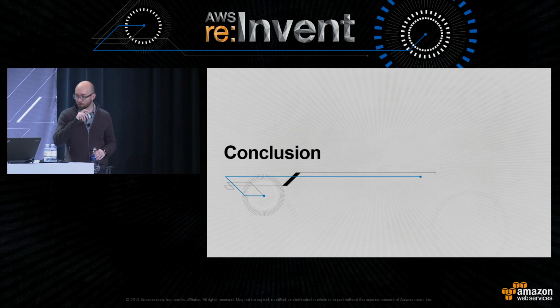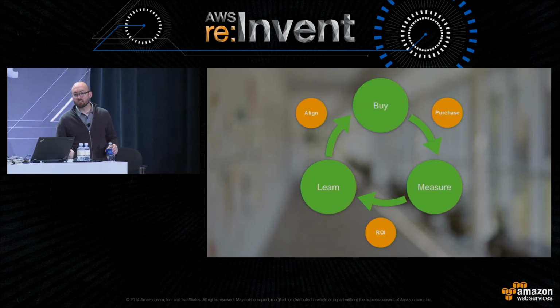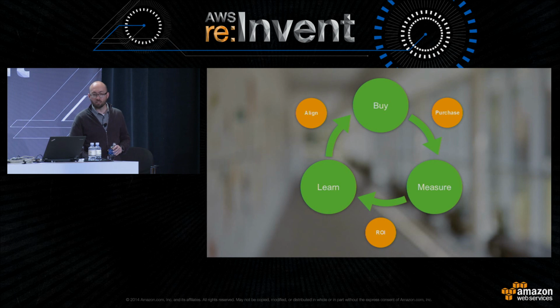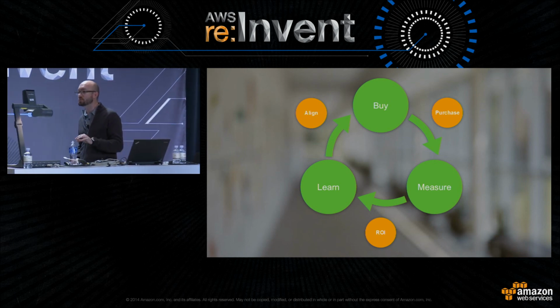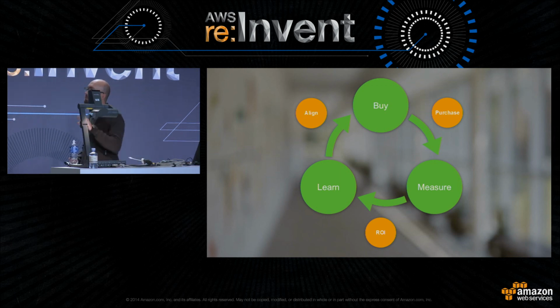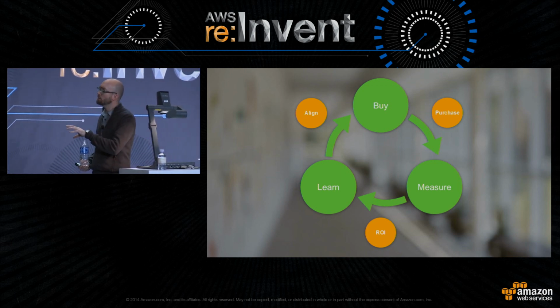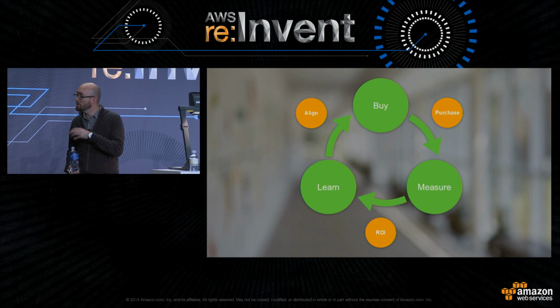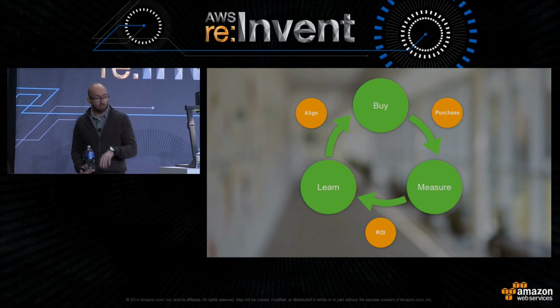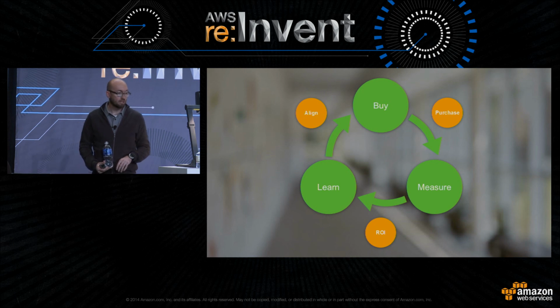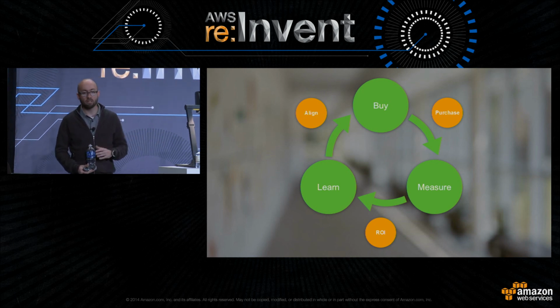So some conclusions here. The first is the buy, measure, learn methodology. If implemented and you can get that down to like a monthly cadence, it gives you the best chance of having really high levels of RI coverage. And when you buy and make your purchases and measure and determine your ROI, you can use that to realign your infrastructure to your reservations, align your reservations to your infrastructure, and really have a high degree of coverage.